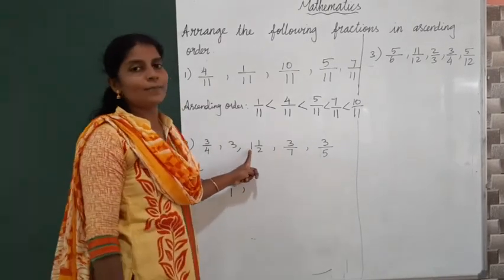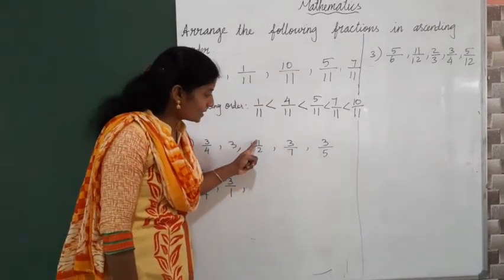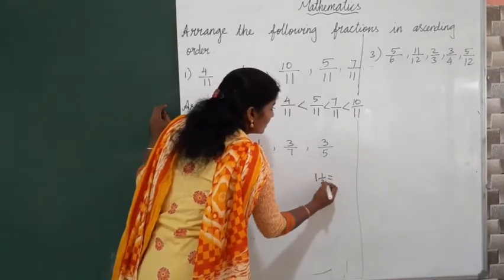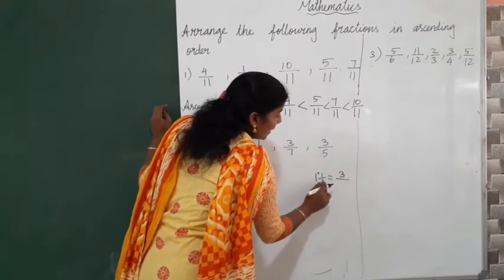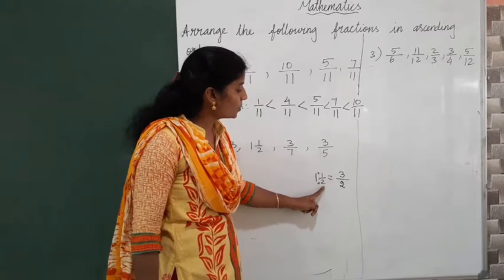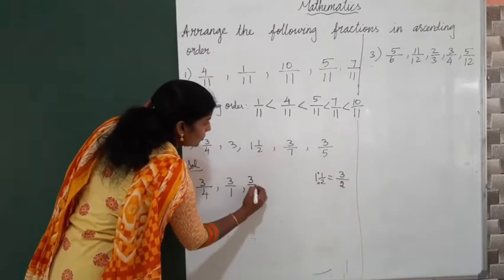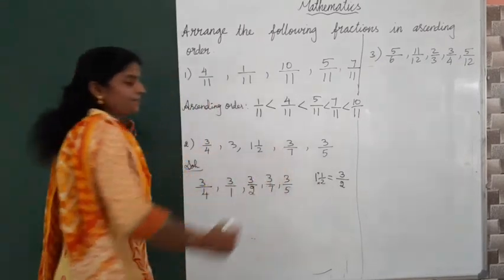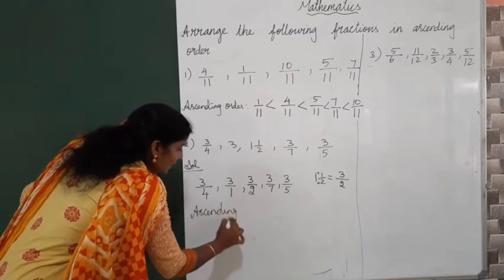Now we convert into an improper fraction. 1 into 2, 2 plus 1, 3, so 3 by 2, isn't it? 1 and 1 by 2 is equal to 1 into 2, 2 plus 1 equals 3, and the denominator is 2. Clear? First multiplication, 1 into 2, 2 plus 1, 3 by 2. So 3 by 2, 3 by 7, 3 by 5. Now we can write in ascending order. Okay, ascending order.